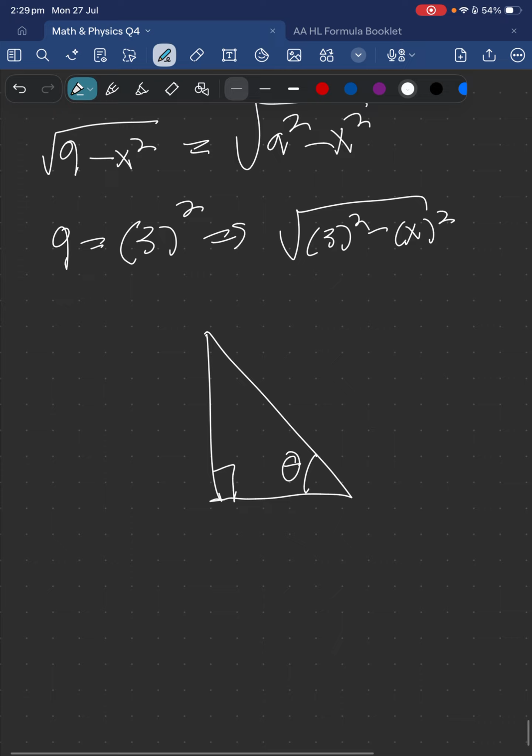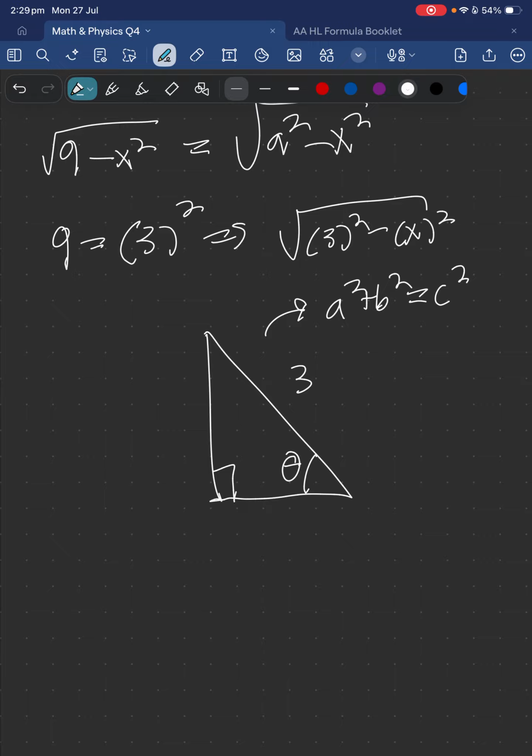So notice how we're subtracting 9 minus x squared. So the hypotenuse needs to be 3. And why is it not 9? Why is it 3? Because we're squaring 3 and then square rooting it based on Pythagoras' theorem, which is a squared plus b squared is equal to c squared. So the hypotenuse would be 3, and 3 squared would get you 9.